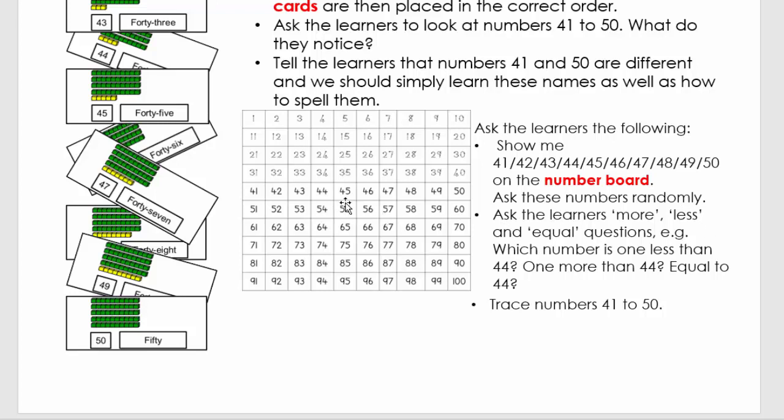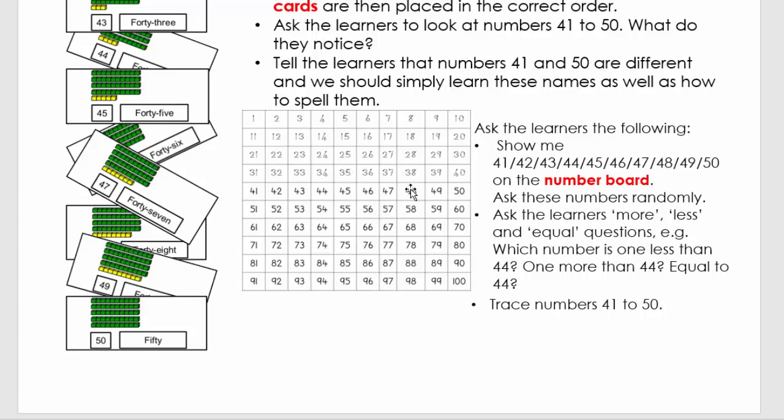So one more, one less. What is one more than 45? What's one less than 45? What is two more than 45? What is two less than 45? You can also ask equal questions.